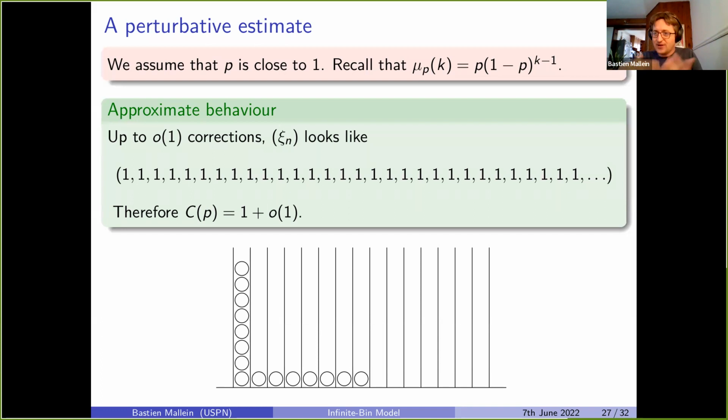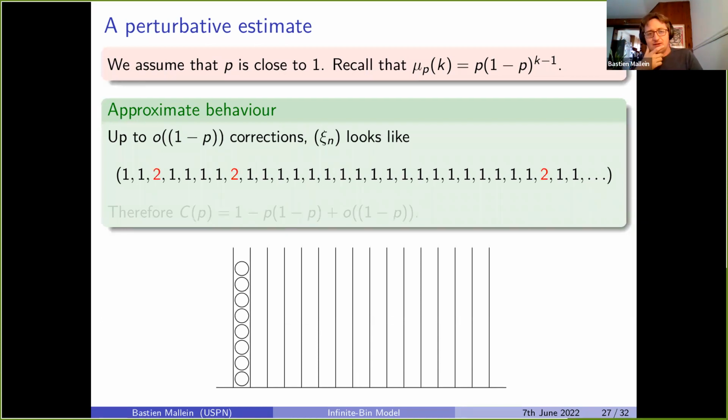Okay, so now let's look at the correction. If I look at order 1 minus P, then at some rare times I will see some 2's in my sequence. What is the effect of a 2 in the sequence? It's the fact that I put a new ball atop an existing ball instead of adding it to its right. So I reduce a little bit the speed at which I am going to the right. Therefore, C of P should be, to the first order, 1 minus the probability of adding exactly a 2 in my sequence, plus a little o of 1 minus P.